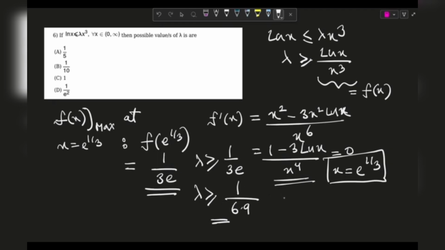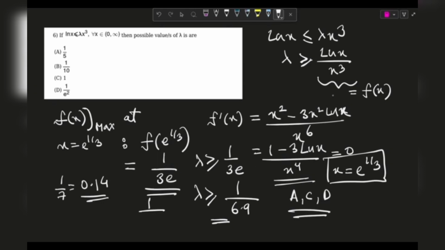So if we find 1 by 7, let me calculate once. 1 by 7 is 0.14 something. So in that regard our correct options will be A, C and D, because these are the correct options. A is 0.2, B will not be there, 0.1 is less than this. C is 1 by e squared.